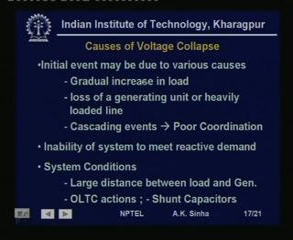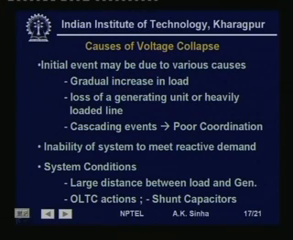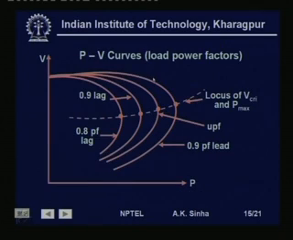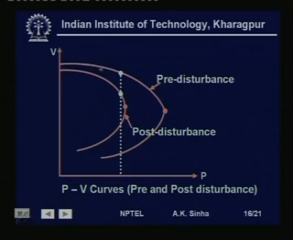Now, let us see what are the causes of this voltage instability and voltage collapse. Well, as we have seen, voltage collapse is basically a sequence of events. So, the initial event may be due to various causes. What are these various causes? Gradual increase in load, as we have seen here, that if we keep on increasing this load beyond this point, we will have instability coming.